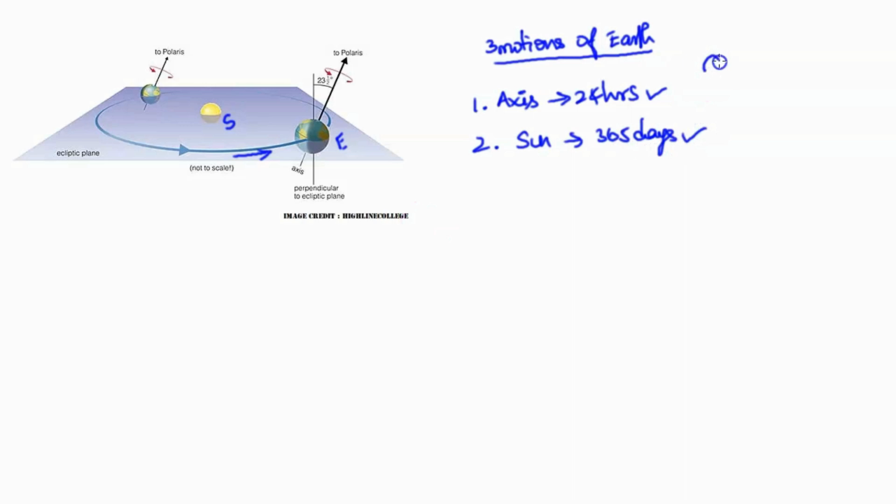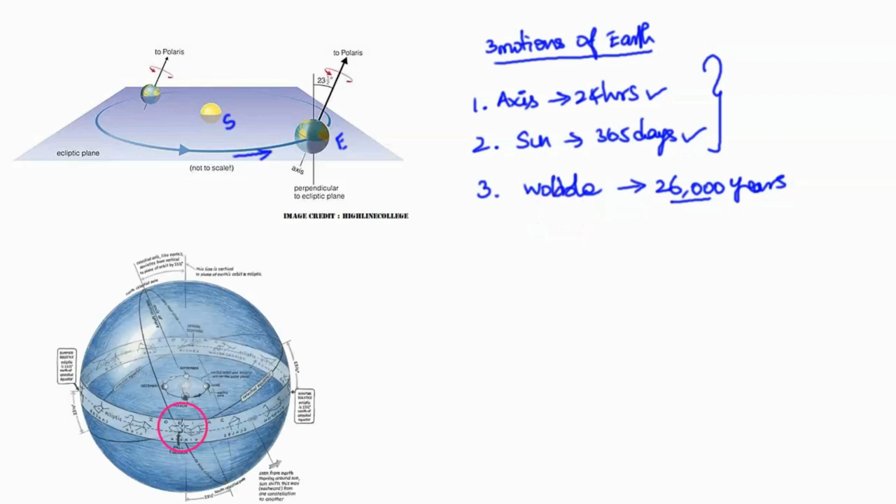Most of you may be familiar with these two motions of Earth, but actually the Earth has a third motion, which is called the wobble effect. One wobbling cycle of Earth approximately takes 26,000 years. I will tell you how this 26,000 years is calculated in a moment, but for now, this wobble effect is what creates the precession of equinox.